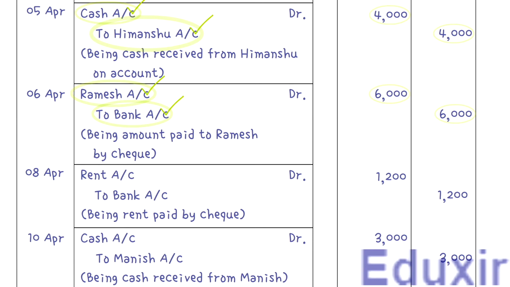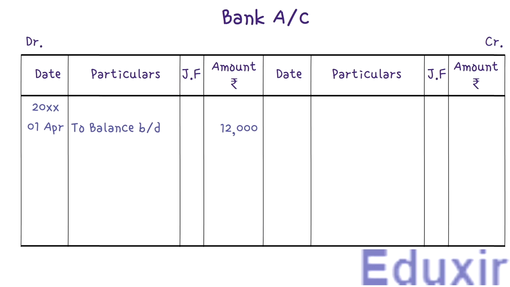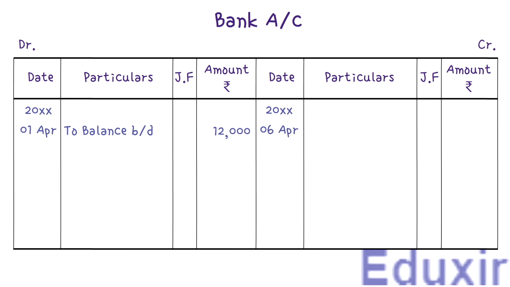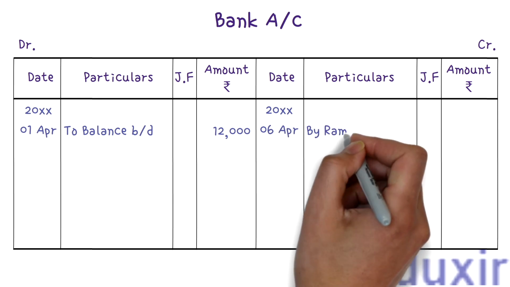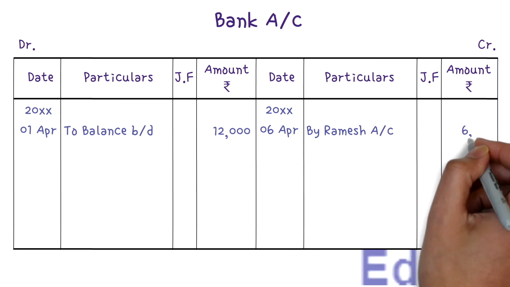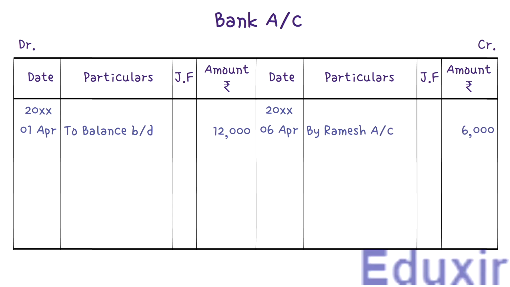As this is the first entry on the credit side, let us first write the year and then let us write the date. Let us then write by Ramesh account into the particulars column. Let us then write the credit amount of 6000 rupees in the amount column. With that, we have completed the posting of this journal entry into bank account. Let us now take up the next entry.